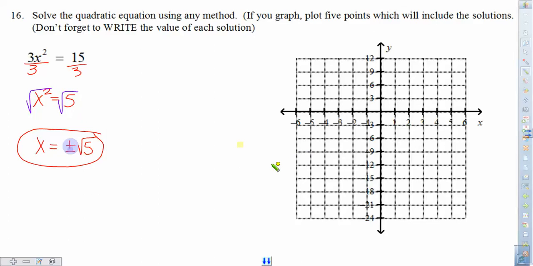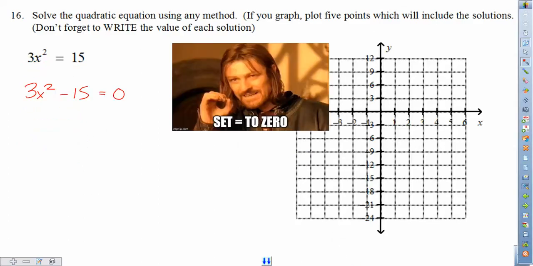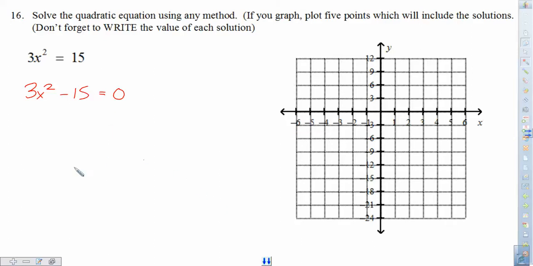Okay, other methods. The rest of the other methods, hey, thanks Boromir, require you to set that equation equal to 0, which is what I just did right there. So if we set that equation equal to 0, now we could do some other things.